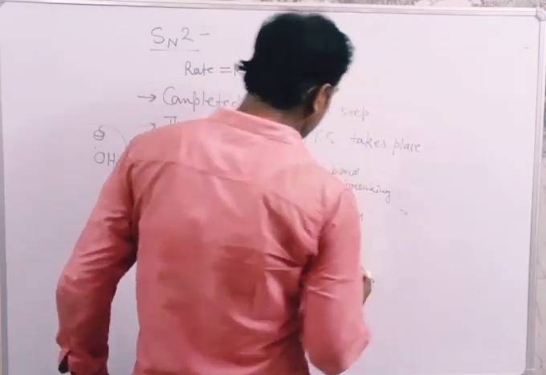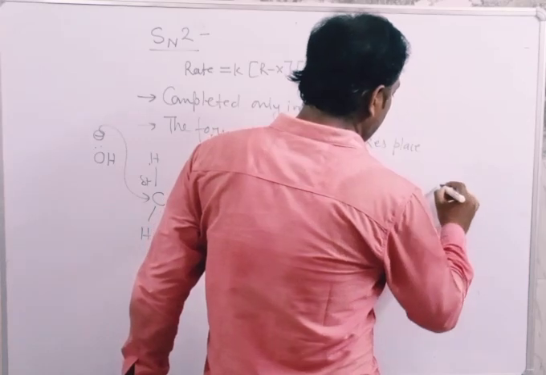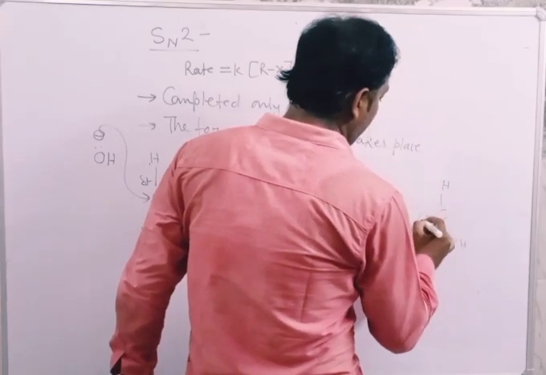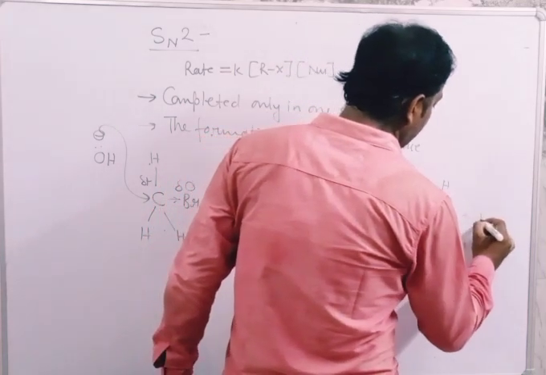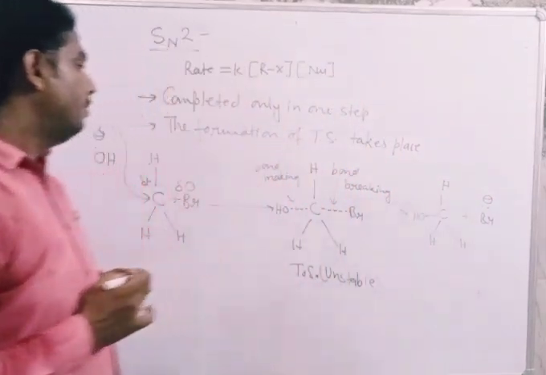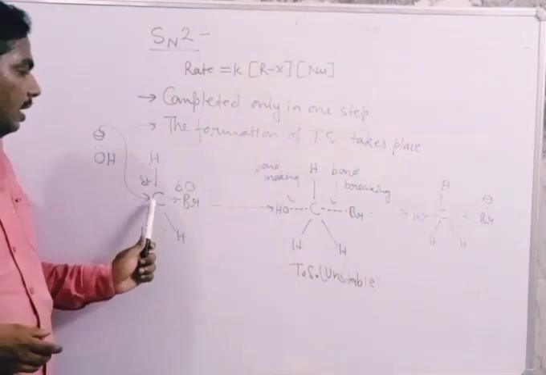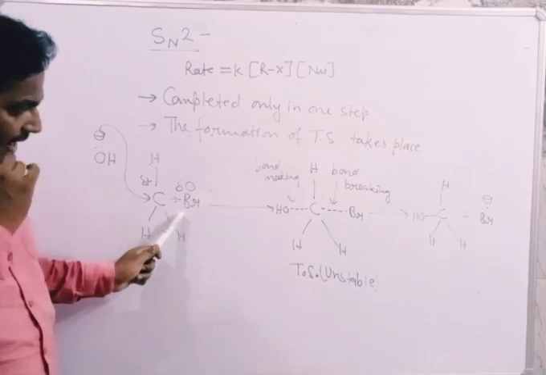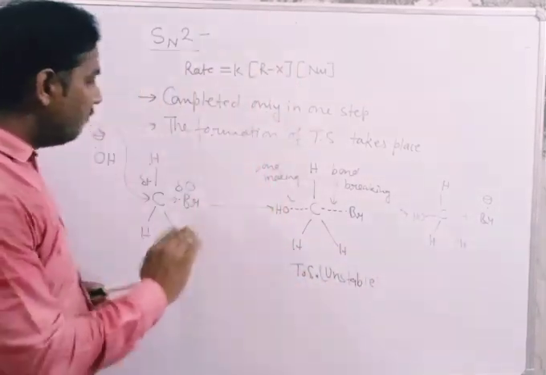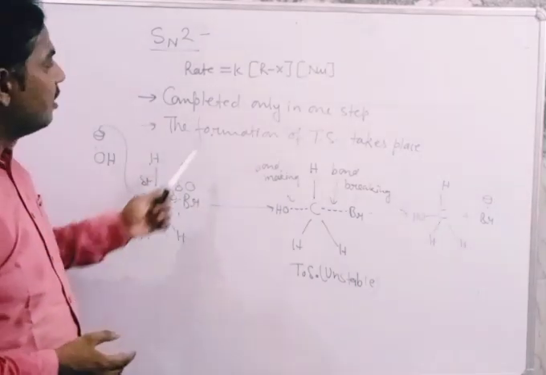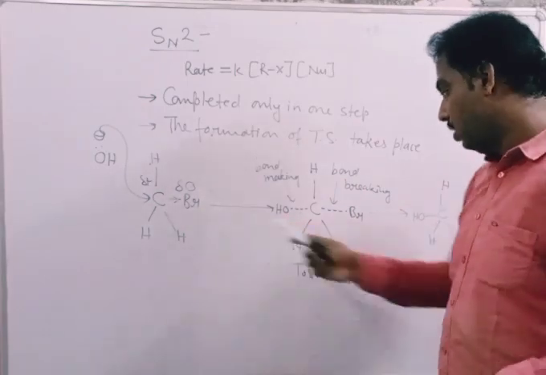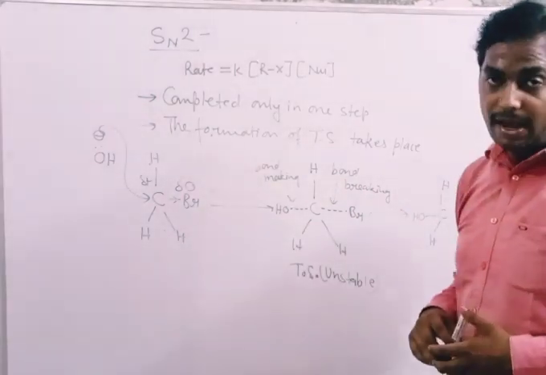After this, what happened? CH, H, and OH. You can see one thing here: Br is present on the right hand side and the OH is located on the left hand side. So inversion in the configuration occurred in the SN2 reaction mechanism.